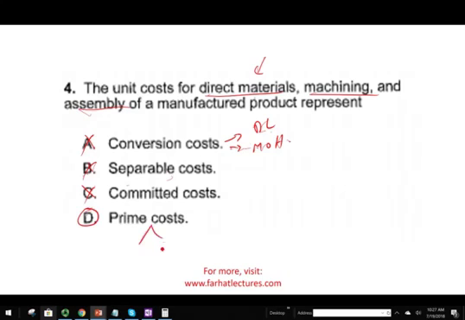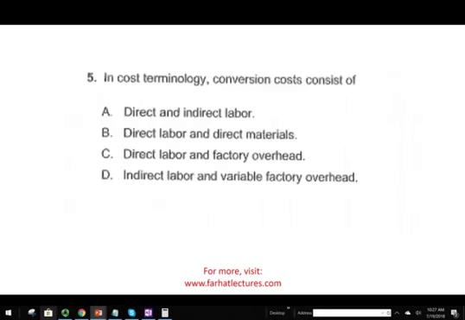And what is D? D is prime cost. Prime cost is direct material plus direct labor. And here what we're talking about is direct material, definitely there. Machining and assembly, we're going to incur direct labor hours. Therefore, prime cost is the answer.